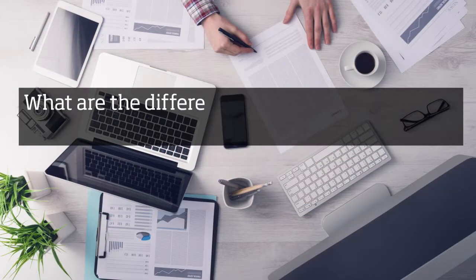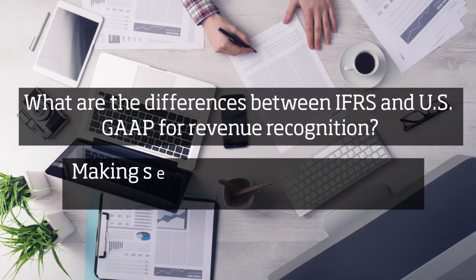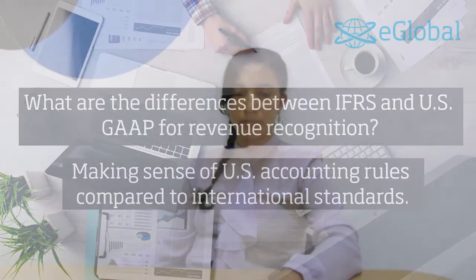What are the differences between IFRS and U.S. GAAP for revenue recognition? Making sense of U.S. accounting rules compared to international standards. There are two dominant systems of accounting used by corporations around the world. In the U.S., companies use the Generally Accepted Accounting Principles, or GAAP, while international companies use the International Financial Reporting Standards, or IFRS. One of the many significant differences between the two systems is their treatment of revenue recognition.